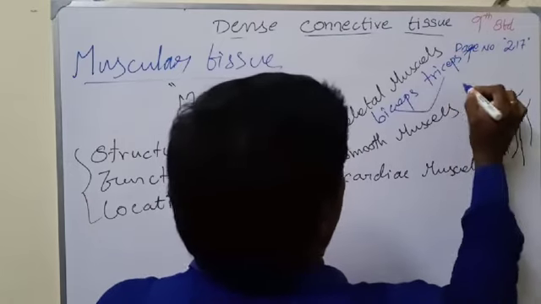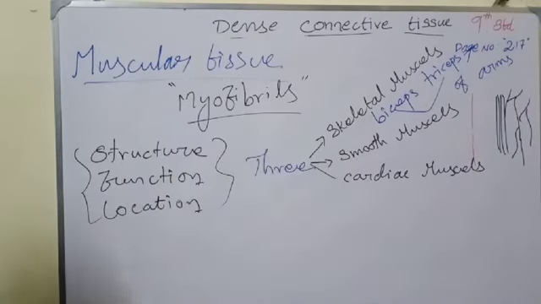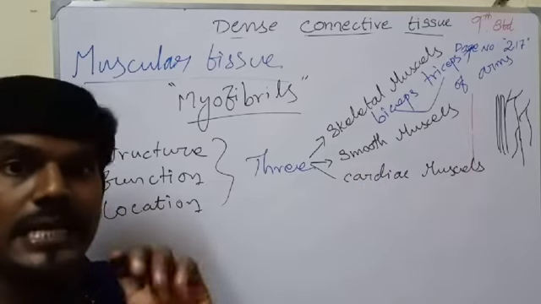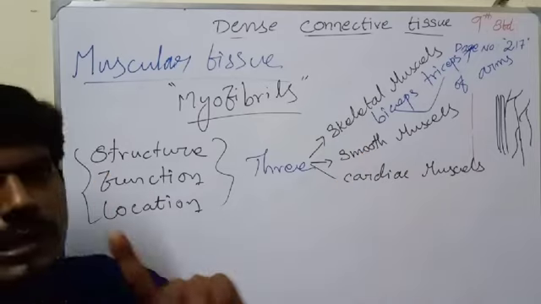The biceps and triceps of the hands, shoulder, they are present. And then smooth muscles. The nuclei are spindle shaped. The spindle shaped nucleus is present in smooth muscles only.